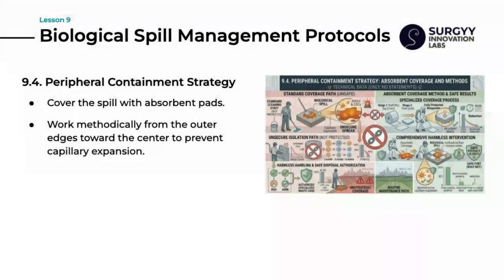Peripheral containment strategy, outlined in Lesson 9.4, describes the physical method of stabilizing the spill. The first action is to cover the spill with absorbent pads, which helps to soak up the liquid and stabilize the volume of the material. When applying these pads or cleaning, you must work methodically from the outer edges towards the center. This specific direction of movement is designed to prevent capillary expansion, which is the tendency of liquids to spread outward when disturbed. By starting at the periphery, you effectively corral the biohazard and prevent the contaminated area from growing larger.